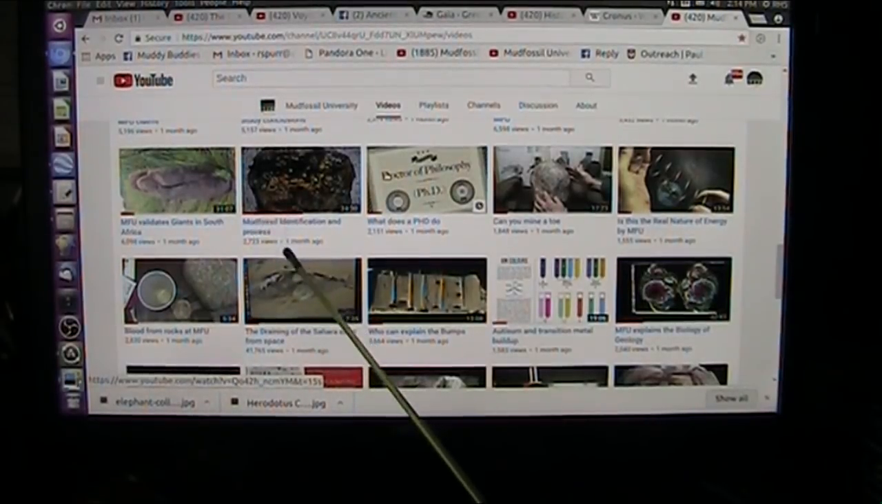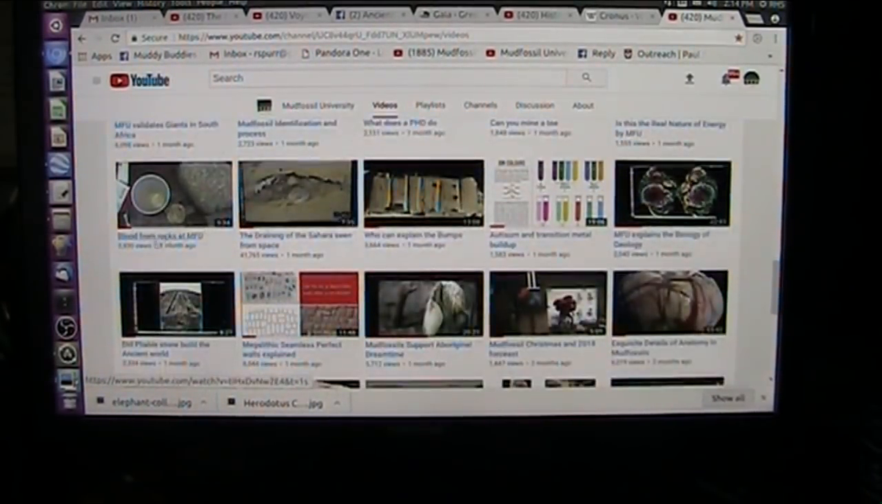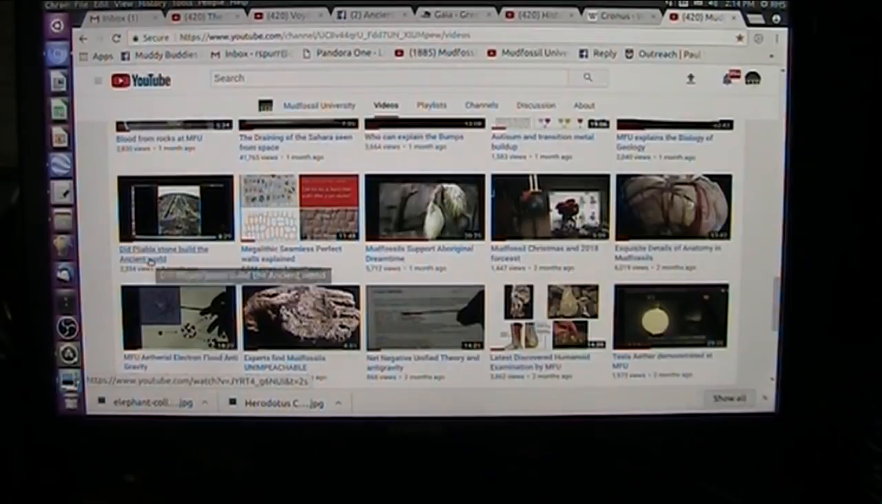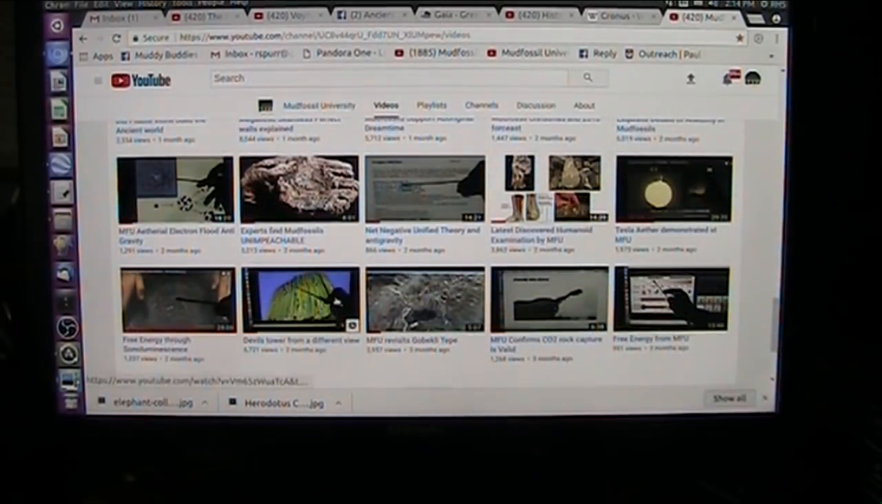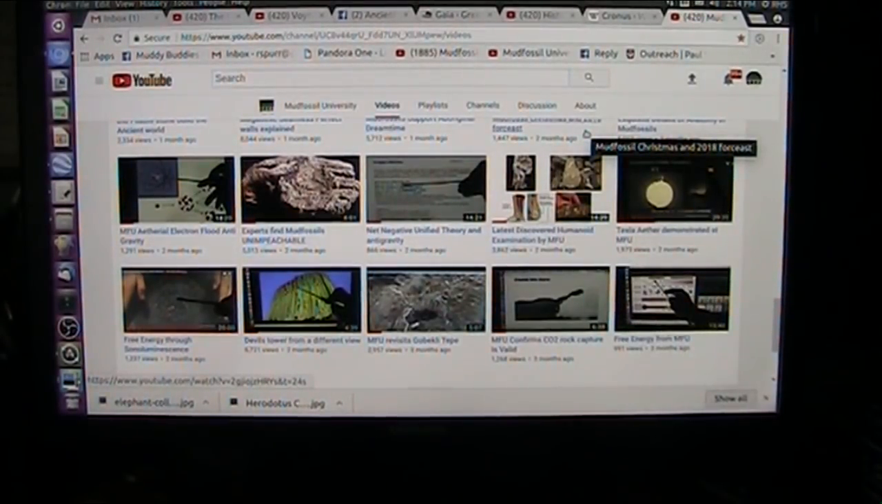But here's another one. It's a good one. Mud fossil identification and process. And I've got all kinds of videos on blood from rocks, and pliable stone built the ancient world, and megalithic seamless perfect walls explained, exquisite details of anatomy and mud fossils. It goes on and on. So all I can say is, if you're interested, there's plenty here to look at, and I'm trying to make it as easy as I can.